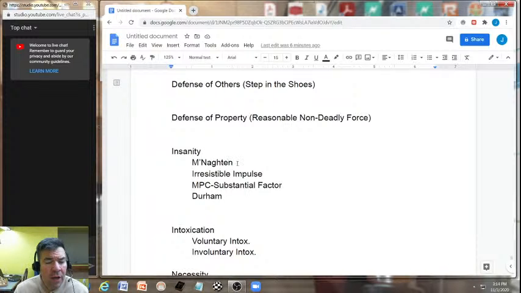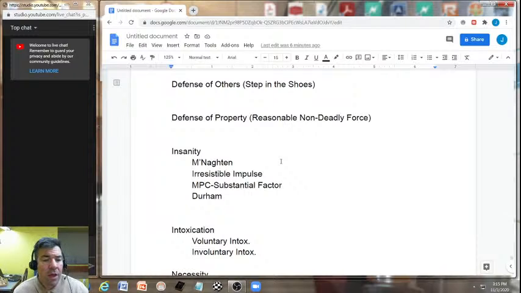Now, in the McNaughton, we're looking at whether the defendant, due to a disease or defect of the mind, did not understand that their conduct was morally wrong. The right or wrong test is what some people call it. Another definition of McNaughton is that due to a disease or defect of the mind, the party in question did not understand the nature or consequences, or the quality and nature, of their conduct.